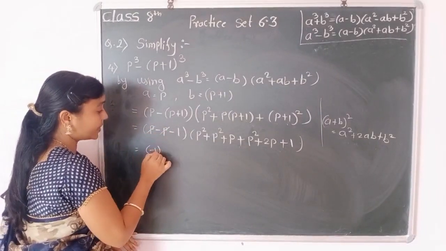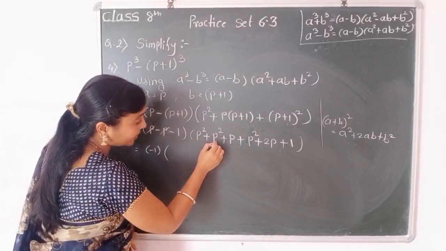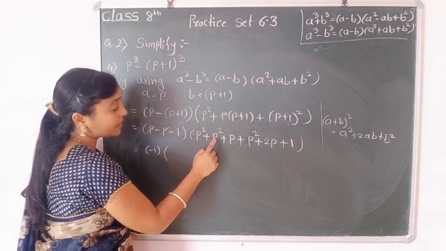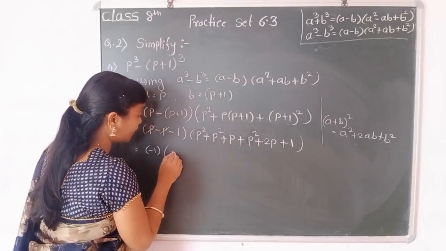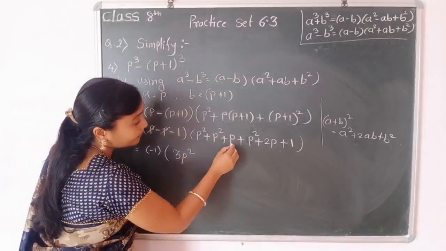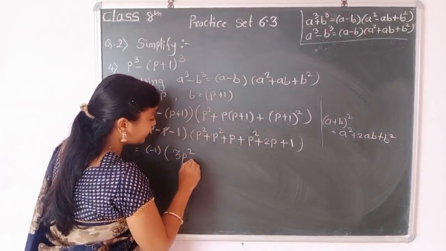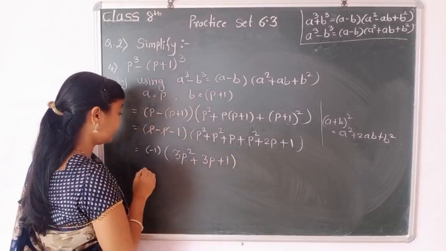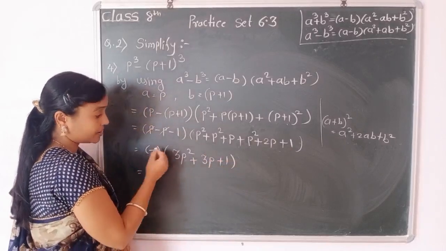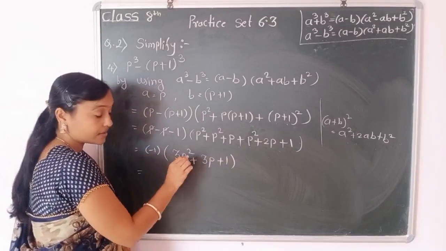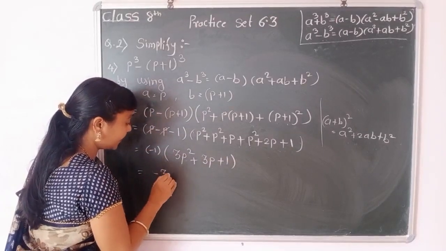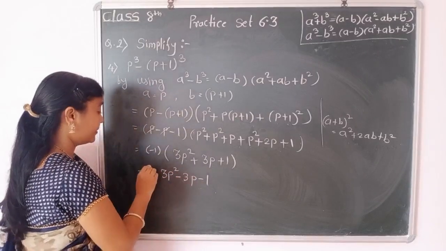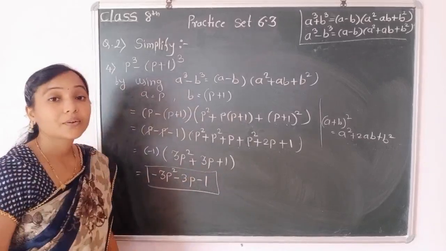Here is minus 1. Another bracket: p square plus p square plus p square. Here the coefficient is 1. 1 p square, another p square and another p square means thrice p square. Then p plus 2p means thrice p, plus 1. So we can change the sign of all, otherwise this is the answer: minus thrice p square minus thrice p minus 1. This is the answer. Okay.